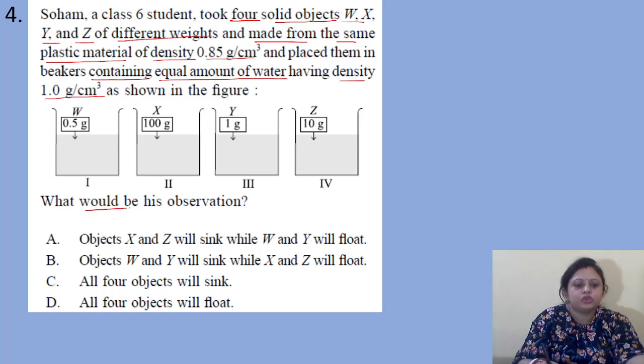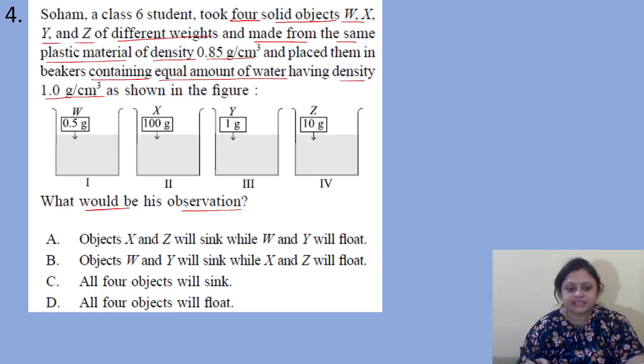So what would be his observations? Options are A. Objects X and Z will sink while W and Y will float. B. Objects W and Y will sink while X and Z will float. C. All 4 objects will sink. D. All 4 objects will float. So, what would be the observation?